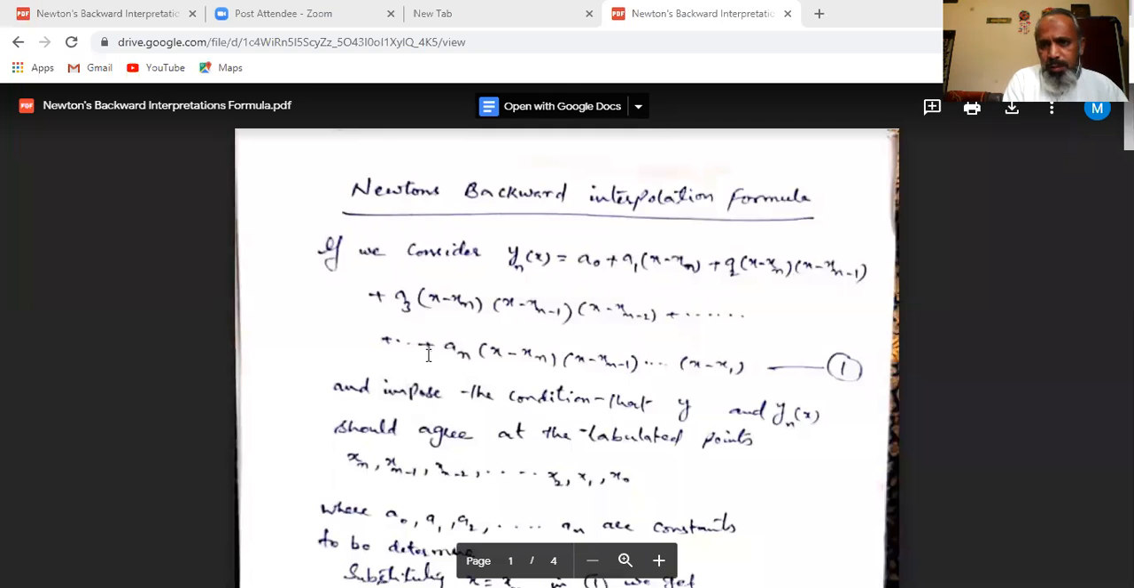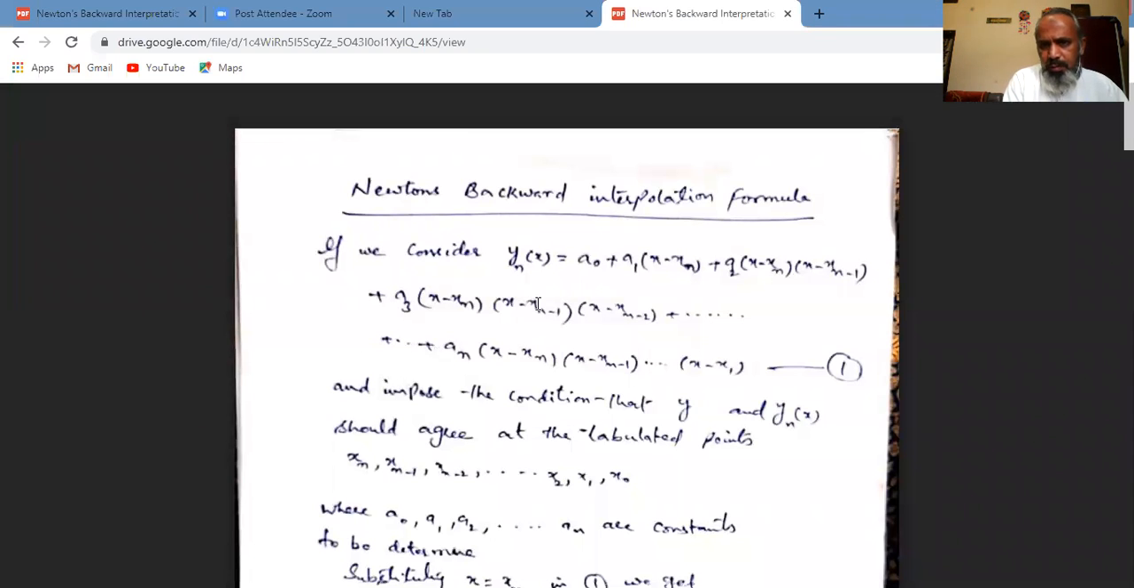So I am sharing the screen. See here. Now, this is Newton's backward interpolation formula.